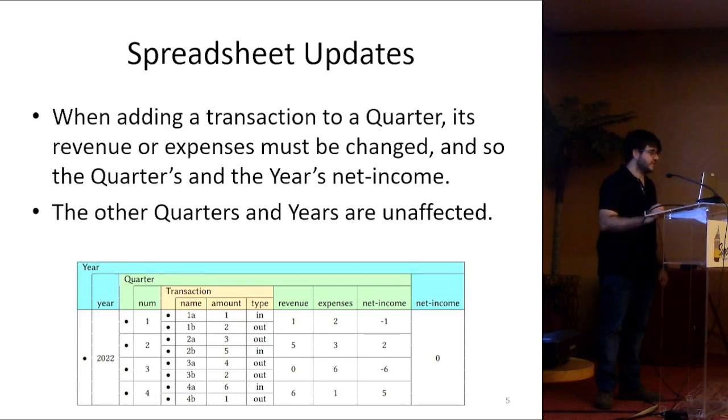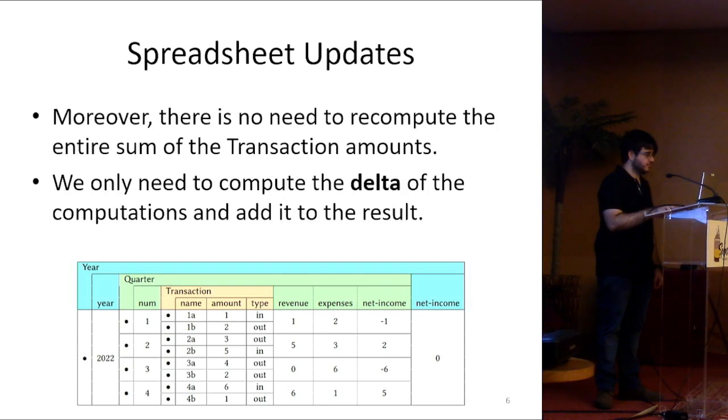But as you can see in the example, when adding, removing or updating a transaction, the quarter sum and the year sum need to be updated, but the other quarters and the other years don't need to be updated. We don't need to recompute them. Furthermore, we don't need to recompute the entire sum. We just need to compute the delta caused by the transaction that was changed, and by that delta update to the new sum.